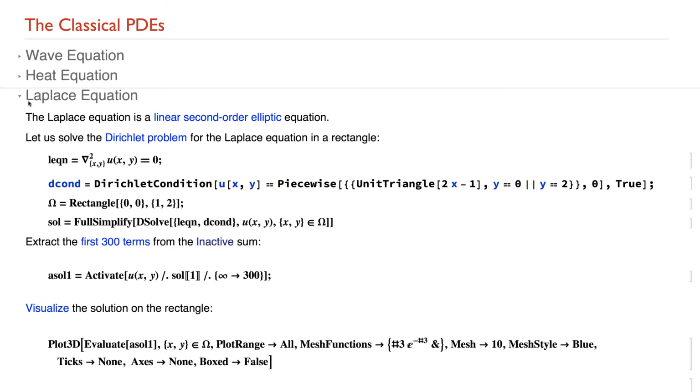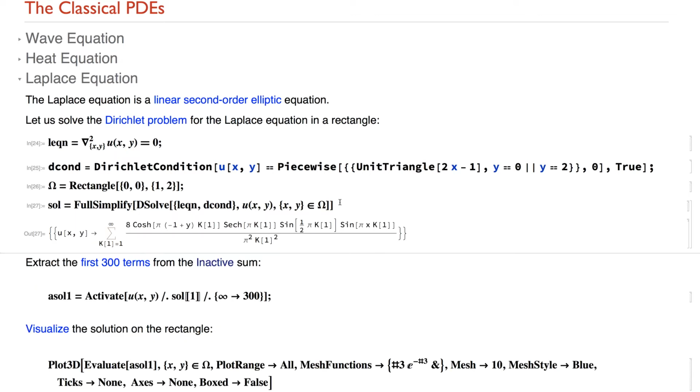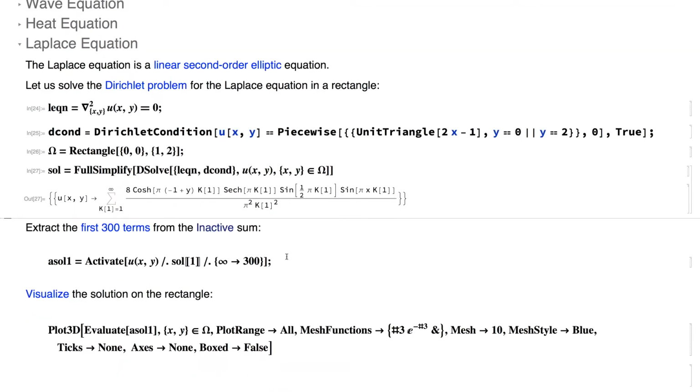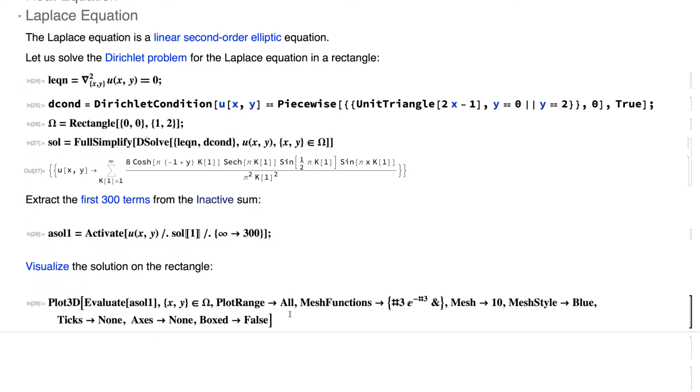And finally, the Laplace equation, which is used to study steady states basically. So that's the Laplace equation. I give a Dirichlet condition on a rectangle. And then what I do is I use DSolve and separation of variables to solve it. I, let's say, pick out the first 300 terms. And then we visualize the solution on the rectangle.